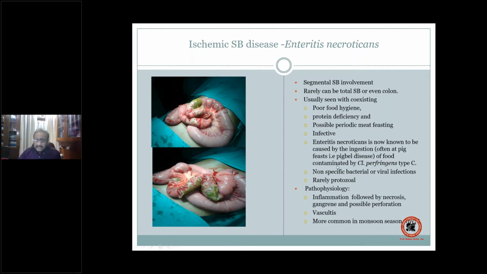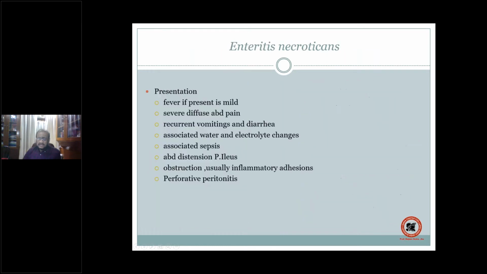Later on, they found that the infective organism was Clostridium perfringens type C, and this was one of the most important organisms responsible for enterocolitis or enteritis necroticans. Non-specific bacterial and viral infections could be there, and rarely protozoal. So all of these could be leading to this, apart from mesenteric ischemia. Pathophysiology the same: inflammation followed by necrosis, gangrene, possible perforation, vasculitis occurs, and it is more common in the monsoon season.